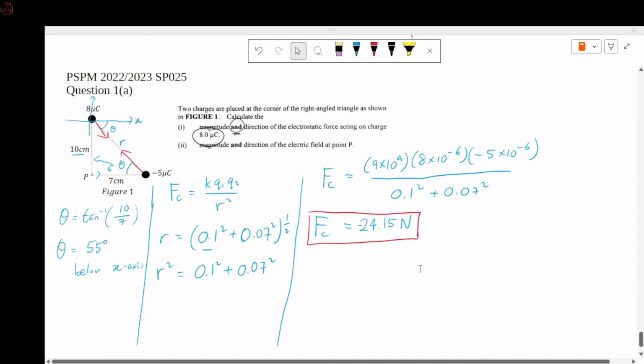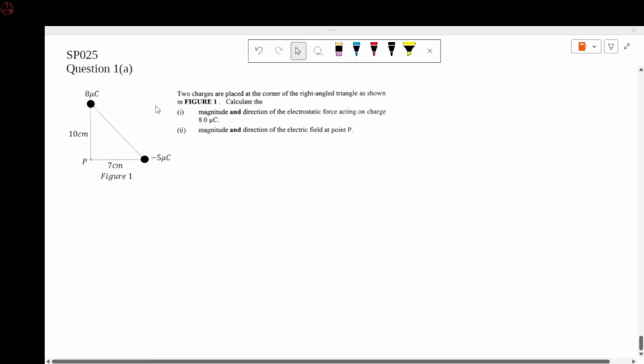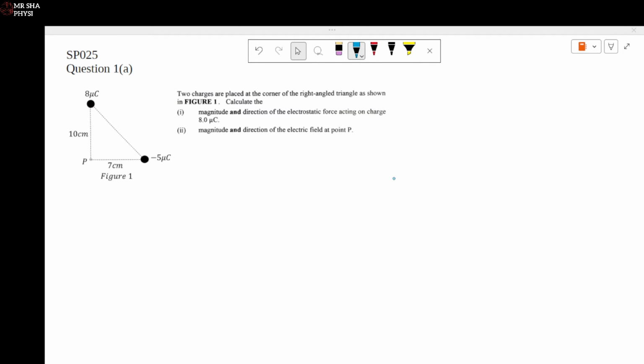After this, let me clear everything up. Now we want to look at the second part of question 1A. We've done the first part, and now we look at the second part: calculate the magnitude and direction of the electric field at point P.